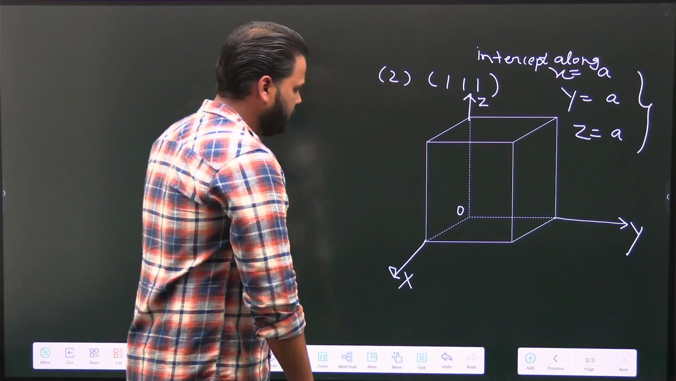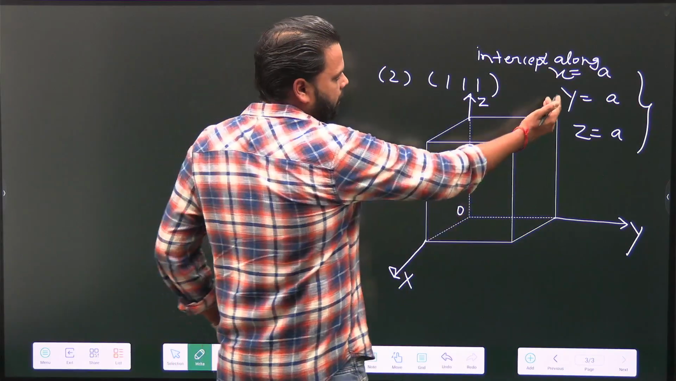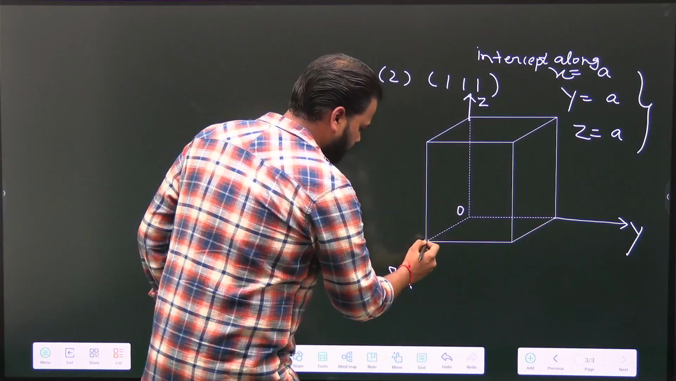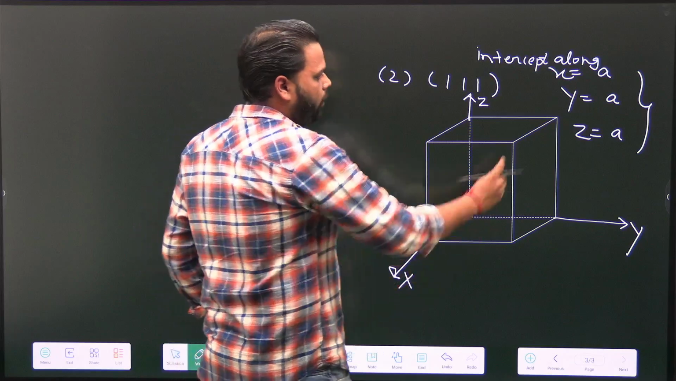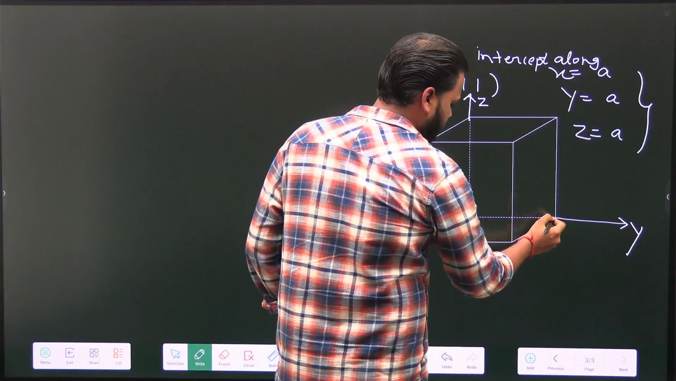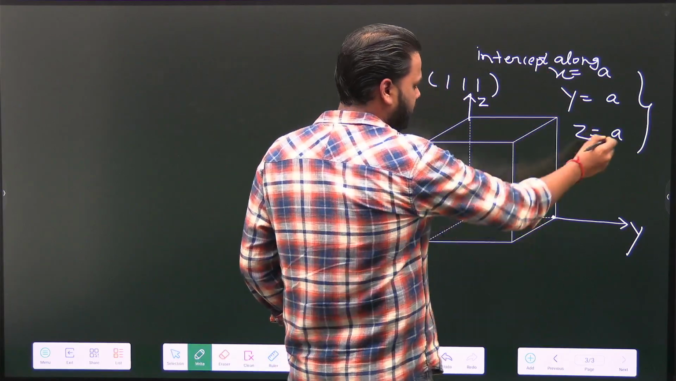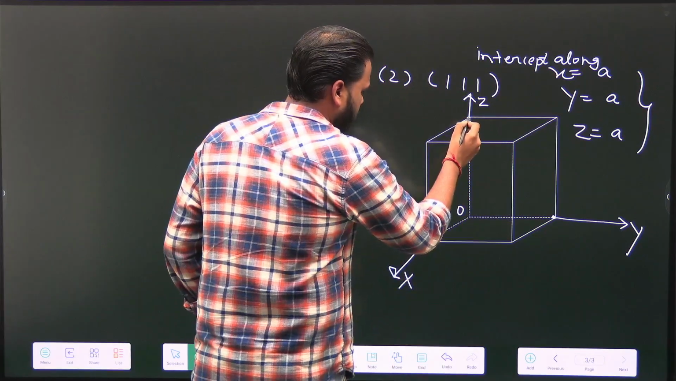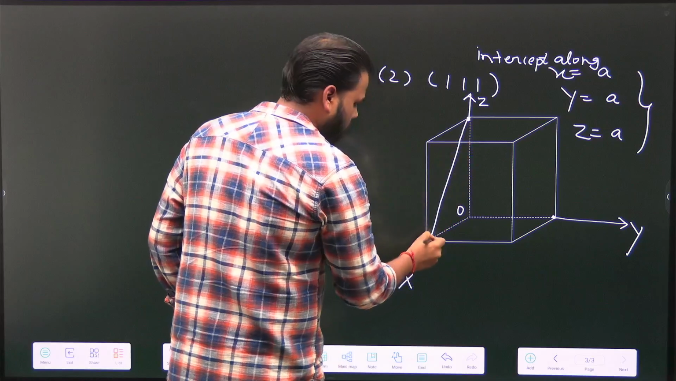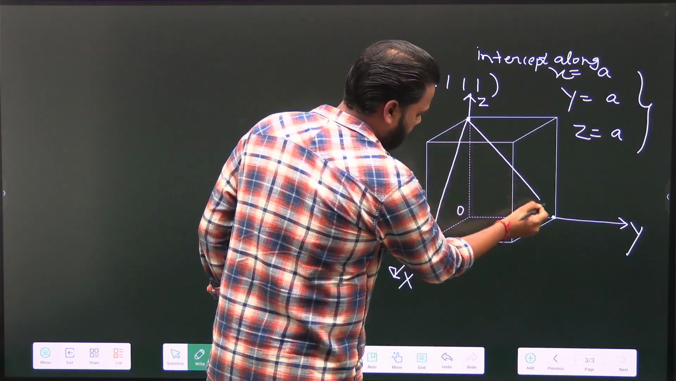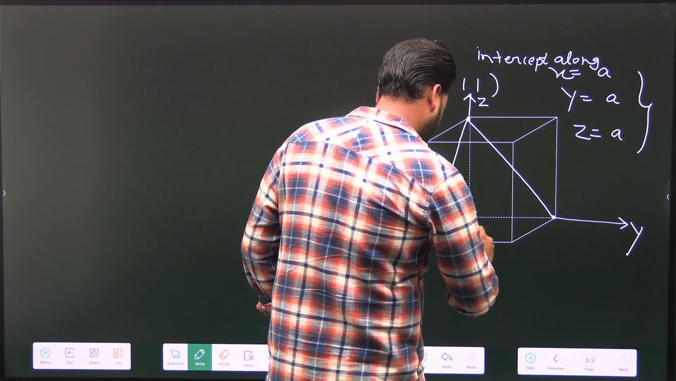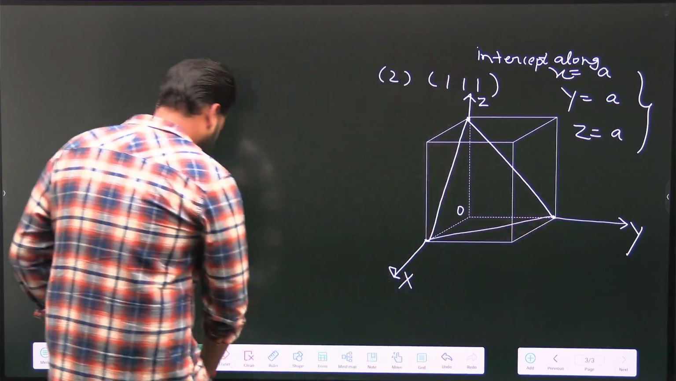Okay, just make this plane. It's quite easy. At what distance is it cutting the x-axis? At distance A, at this point. At what distance is it cutting y? At distance A. At what distance is it cutting z? At distance A. Okay, so this will be your plane.